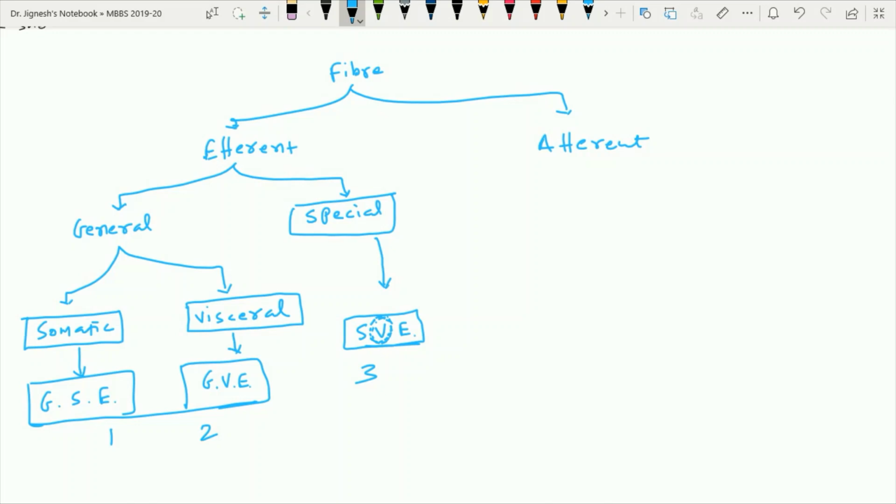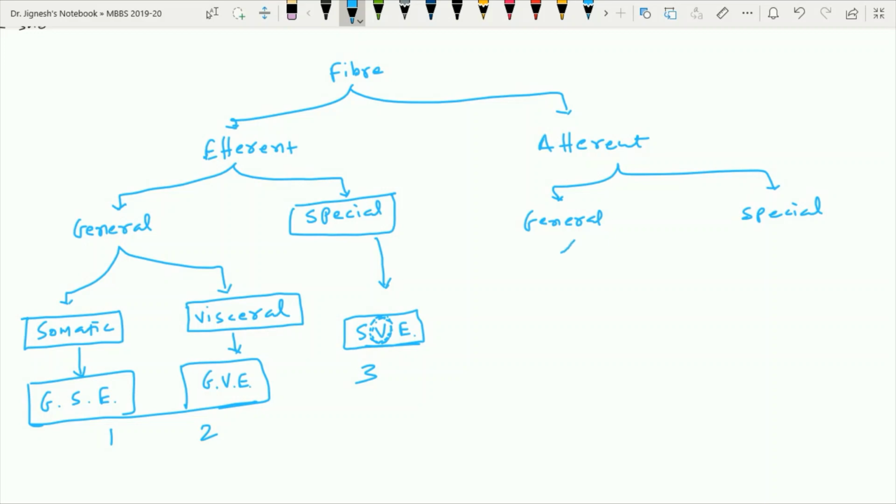while when we see the afferent fibers of any spinal nerve or cranial nerve, they may supply the general part of the body. So we can see either the skin or the muscles, or the joints or the viscera, or they may supply the special senses like vision, smell, hearing, balance, as well as taste. And so that's why we should consider them as general and special categories.